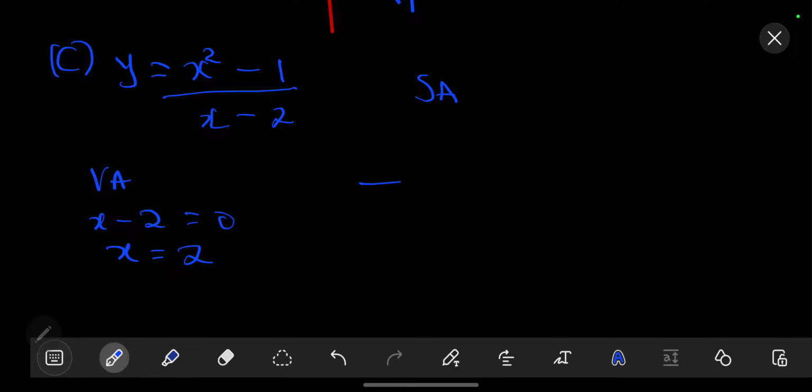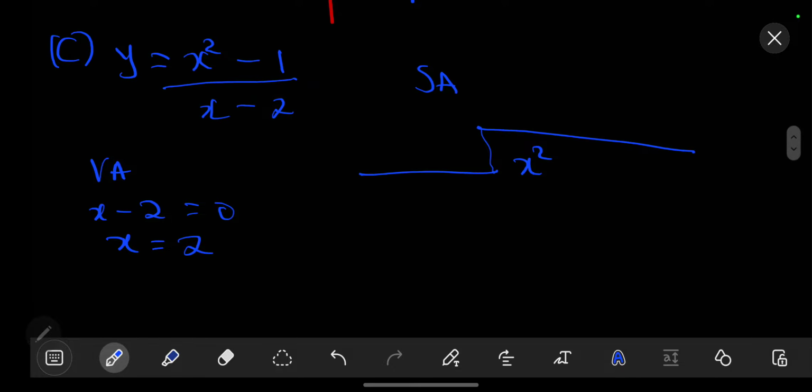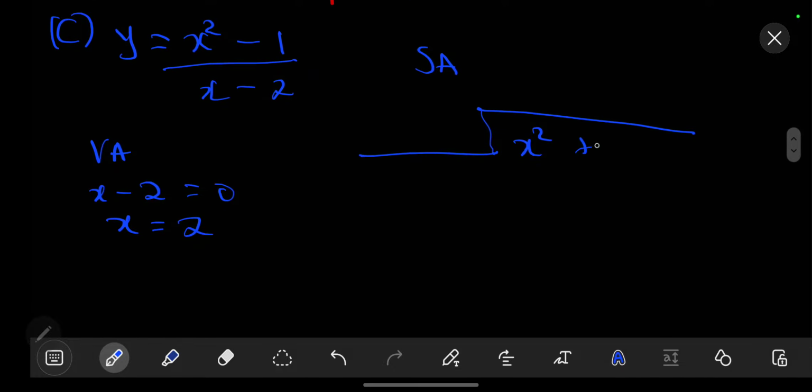Now the slant asymptote, so we just get the denominator and use the long division method. So we have our x squared. Now the way the powers proceed, it's x squared, then we are going to have plus 0x. It always has to be like this, minus 1 like that. Then we have x minus 2 like that. Then x divided by x, that gives us x times x, it gives us x squared. X times negative 2, it gives us negative 2x like that.